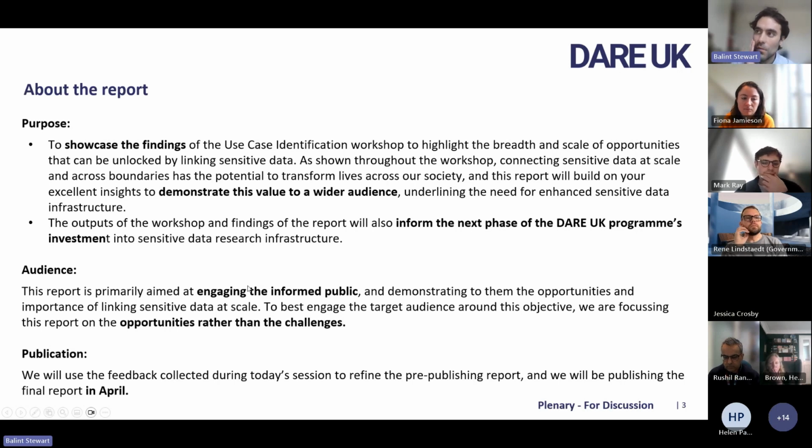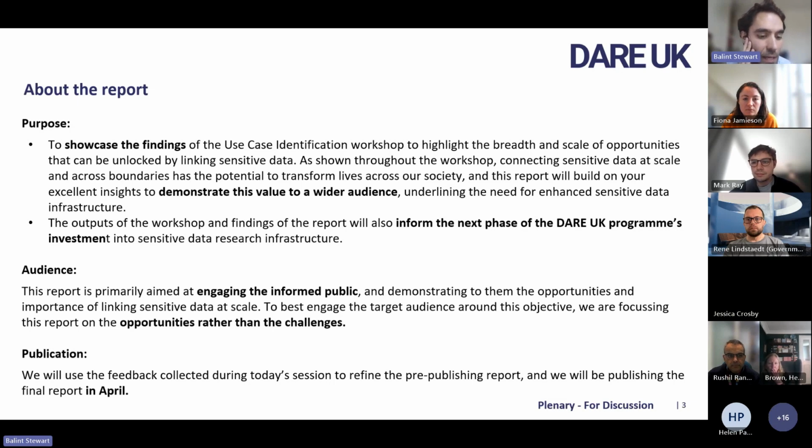Okay, so in terms of the purpose of the report, we want the report to reflect the workshop and the workshop activities, but we really hope the report will help evidence the demand for bringing together sensitive data at scale for public good from researchers such as yourselves. But above all, I think we hope the report will demonstrate this value to a wider audience. And that's especially the public.